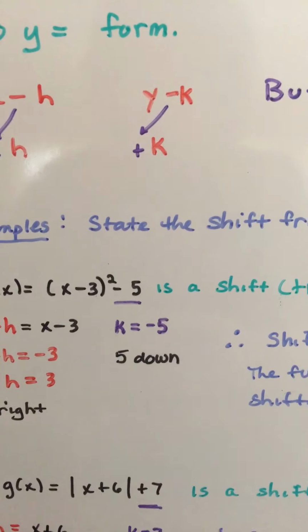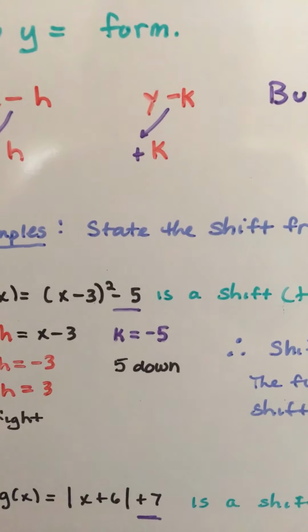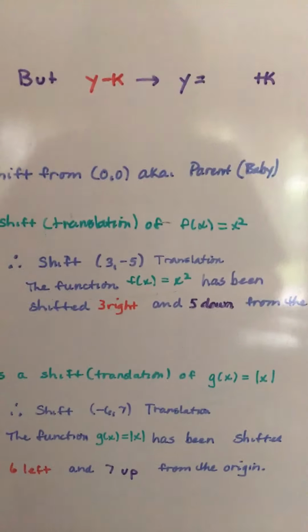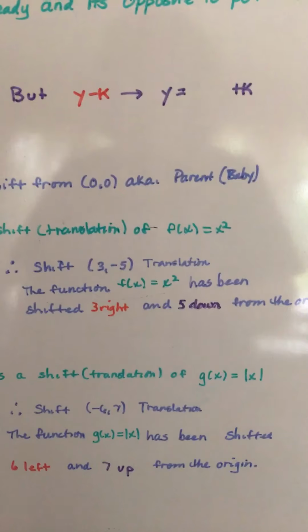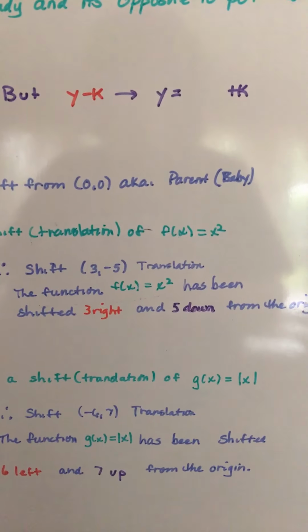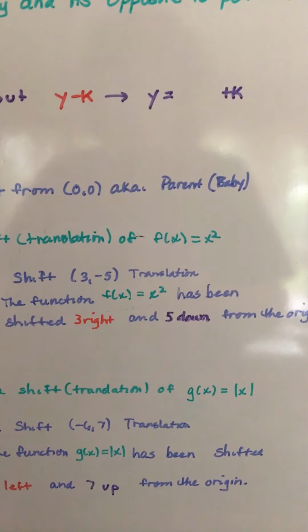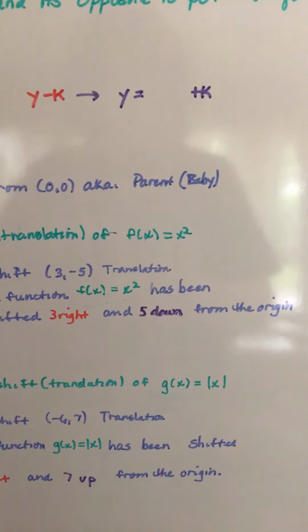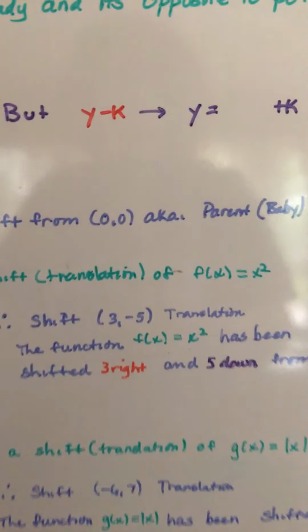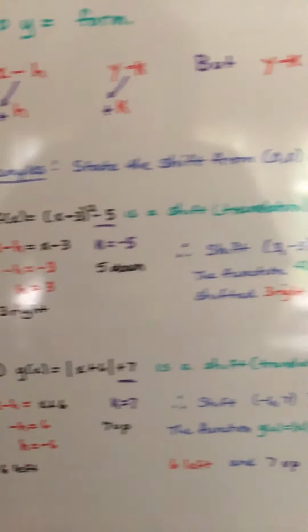How do I determine a k? It tells me up or down. And so a negative 5 tells me 5 down. So the shift is (3, negative 5). That's your translation. The function f of x equals x squared has been shifted 3 right and 5 down from the origin of (0, 0) right there, which was our vertex.